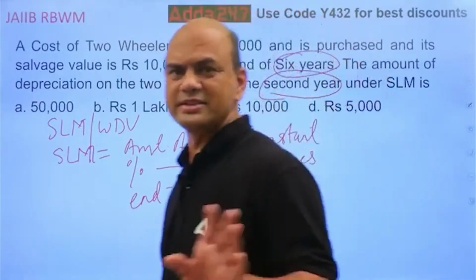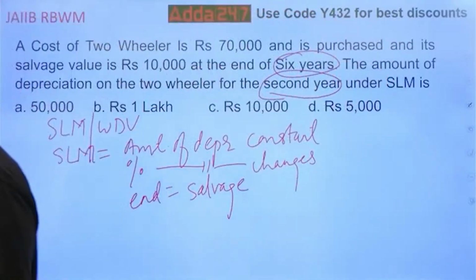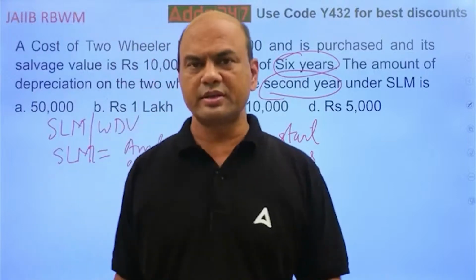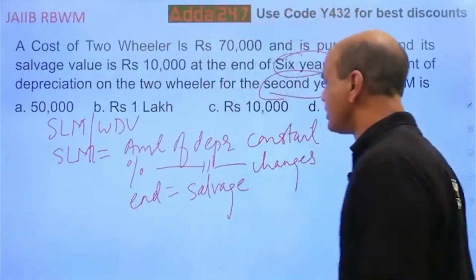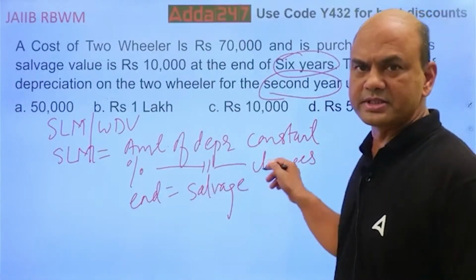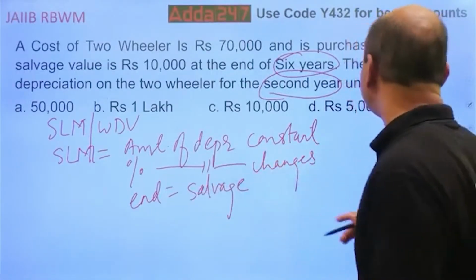So now let's solve. Straight line is very easy. It's similar to simple interest. See what is given. Note down all these 3 points: the amount of depreciation is constant, the percentage changes, and the salvage value will be the end value.